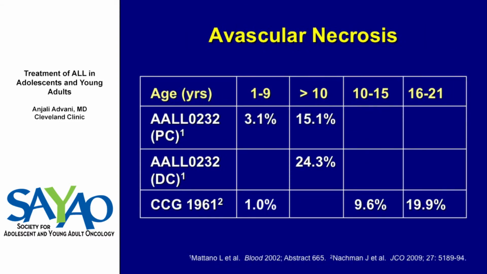Now, avascular necrosis does have a higher incidence as patients age. So if you even look at patients greater than 10 years of age versus the very youngest children, 1 to 9 years of age, in any of the trials that have been published, you can see that there's a higher incidence in that age group. So in the CALGB 0232 study, that incidence was about 15% in patients greater than 10 years of age versus only about 3% in children. And again, if you look at the CCG trial, that incidence also seems to really go up with age.